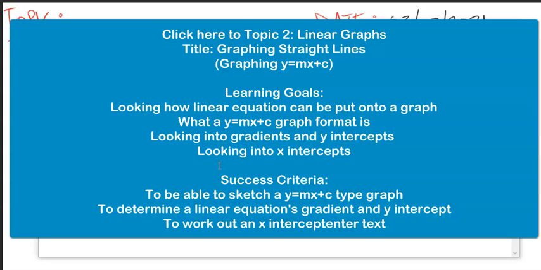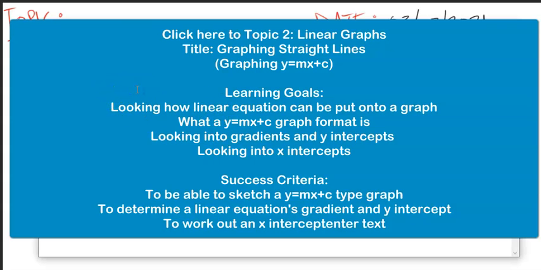This here is a new topic. This is topic number 2, and this is linear graphs. And the title for this one is graphing straight lines. On the log sheet, if the teacher has given you the log sheet already, you will see that the first topic is called graphing y equals mx plus c.